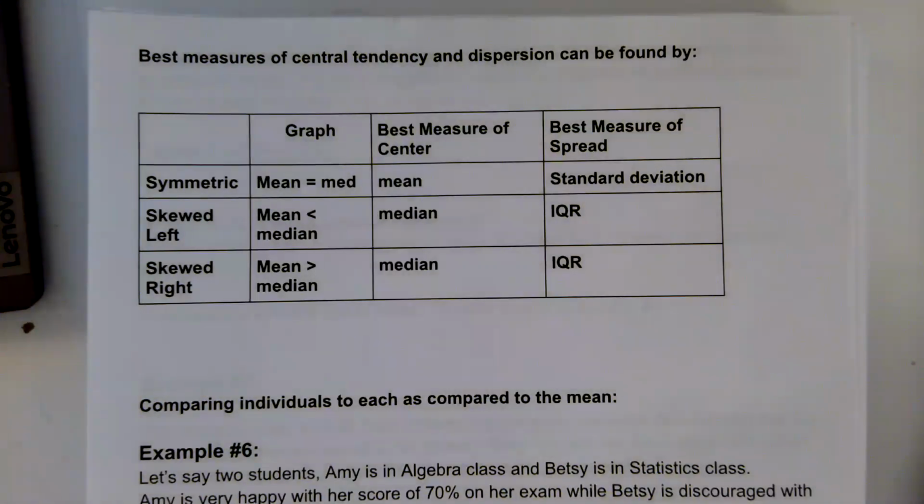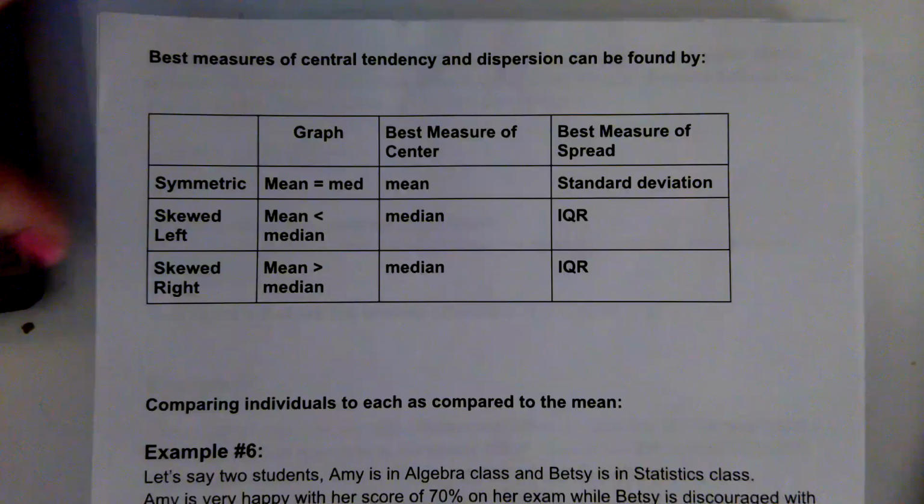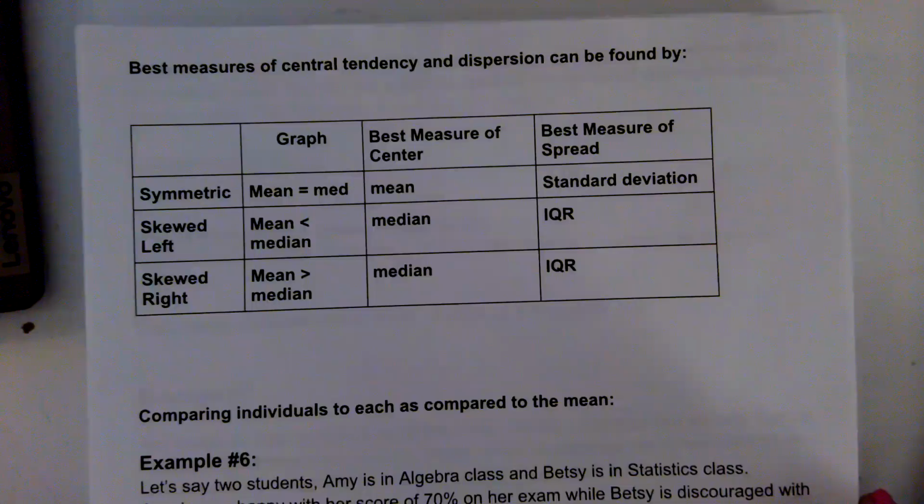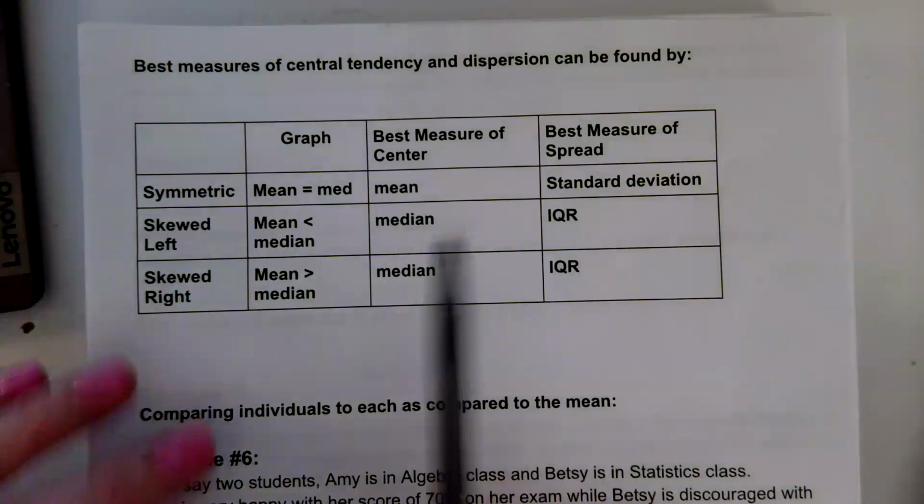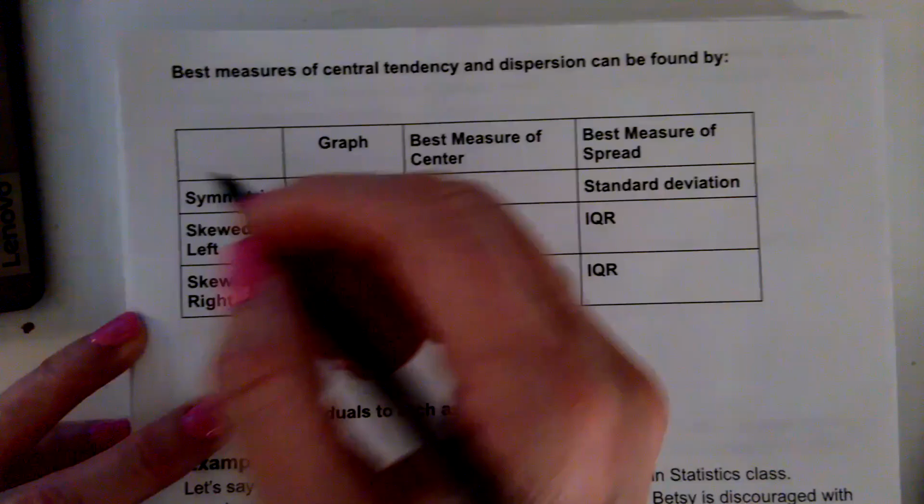Welcome back to the second part for section 2.7. And we were just discussing our best measures of central tendency and dispersion after we learned about the normal curve. And there are a couple of ways that we can decide this. So we can use our graph and numerically.